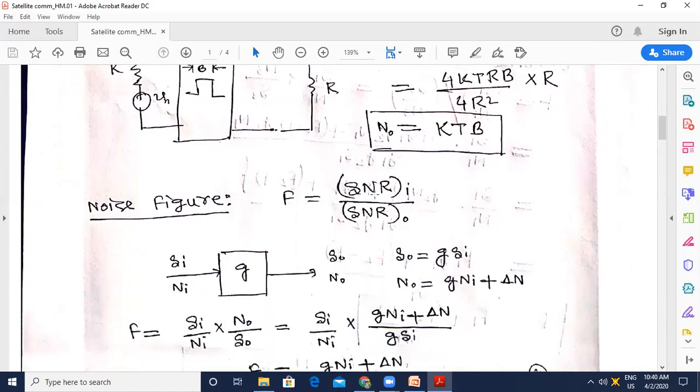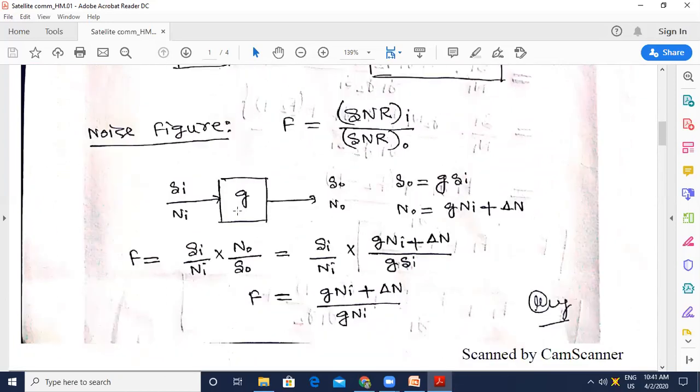So noise figure is the signal to noise ratio of the input side to the signal to noise ratio of the output side. So the output signal is basically gain times of SI. This amplifier has gain G, so G times SI. And output noise is basically G times the input noise Ni, plus delta N, which is the noise introduced by the device itself.